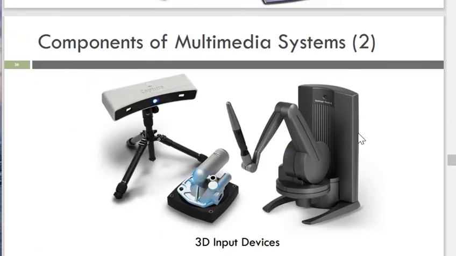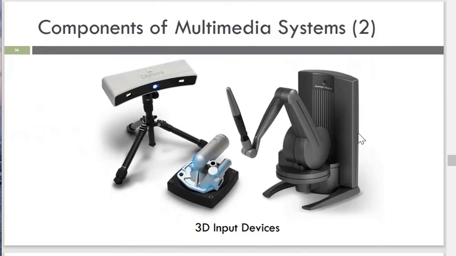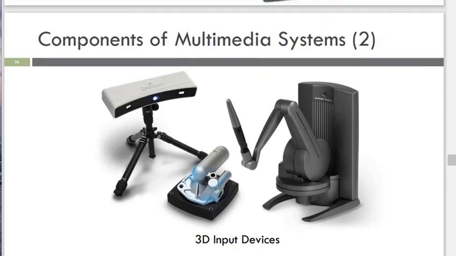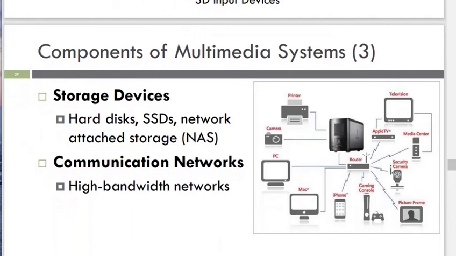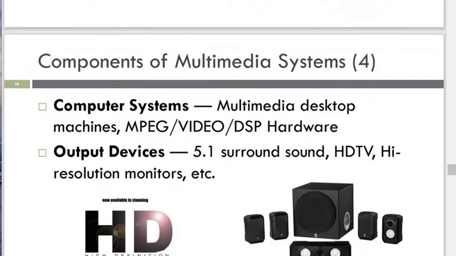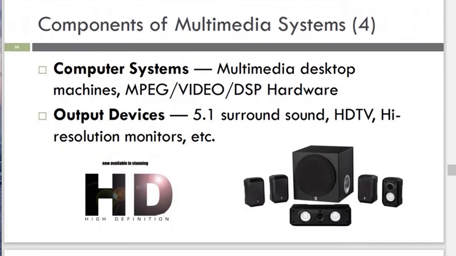The components of multimedia systems also include 3D input devices, and storage devices, for instance hard disks, SSDs, and network attached storage, as well as communication networks, such as high bandwidth networks. We also have computer systems, multimedia desktop machines, and hardware like MPEG, video and DSP. Output devices include surround sound, HDTV, high resolution monitors, and so on.